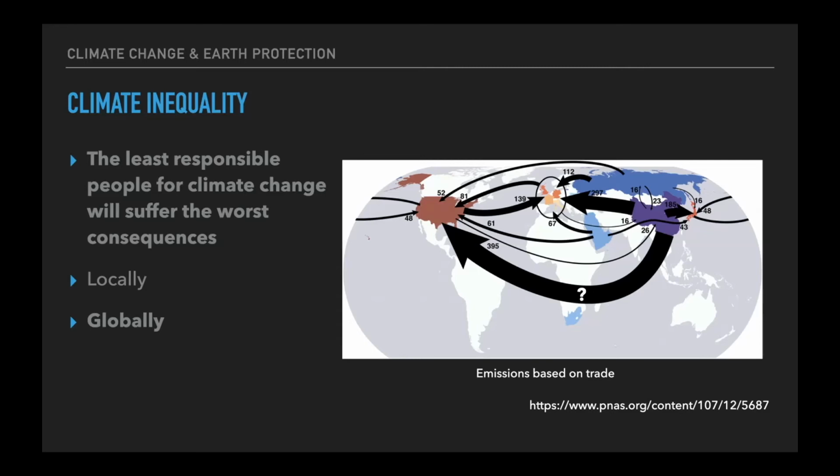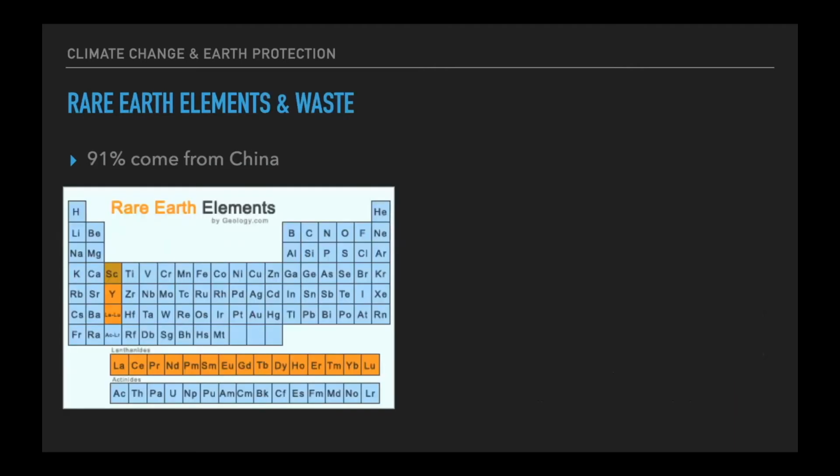Clothes, sure, yeah, there's a lot of clothes. What's one thing that you absolutely can't live without? Yeah, there we go, electronics, but not just electronics. We're talking about rare earth minerals.